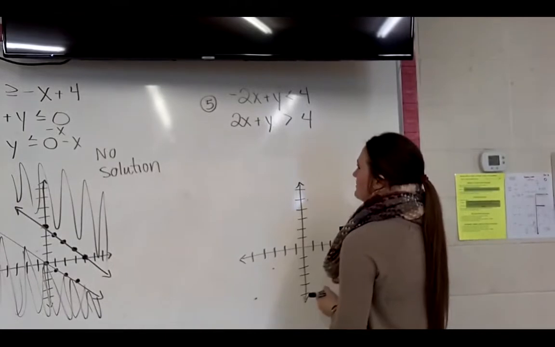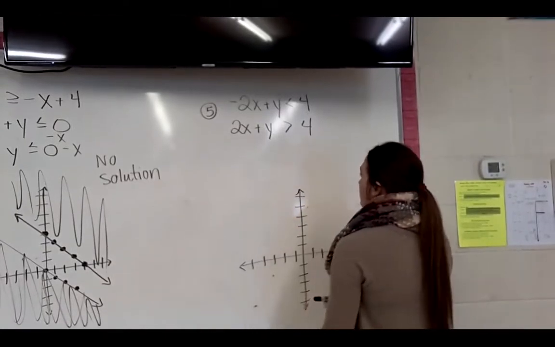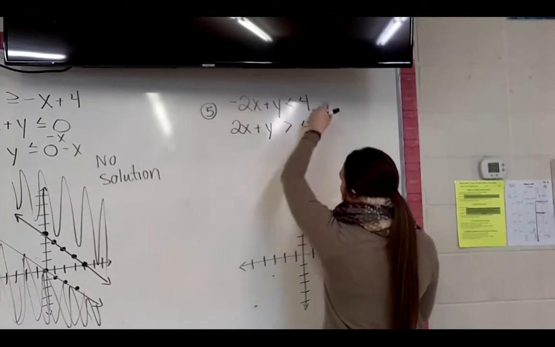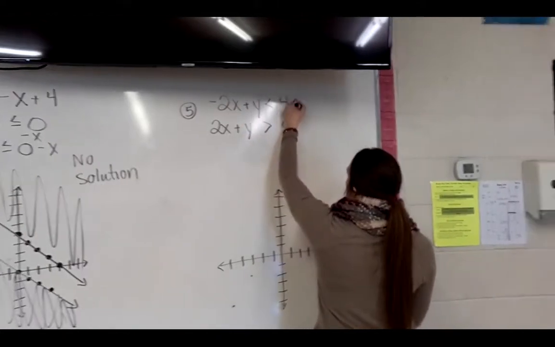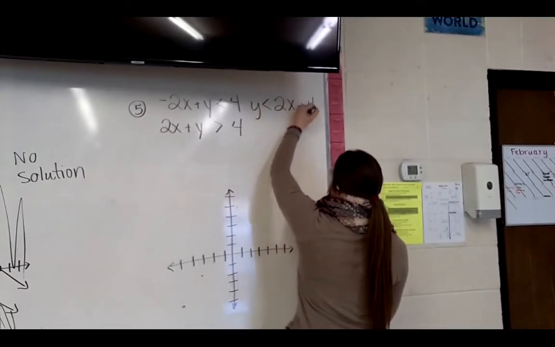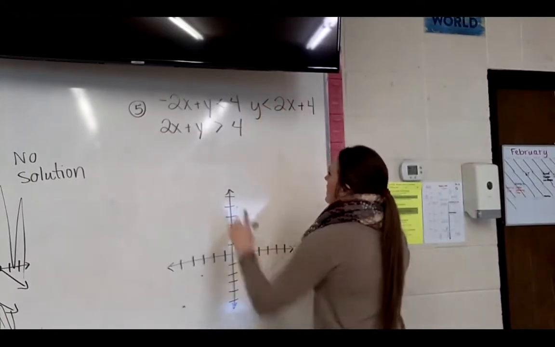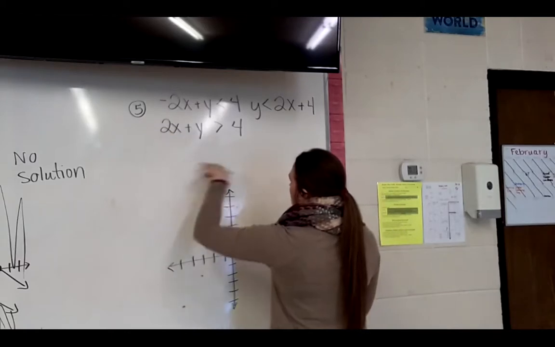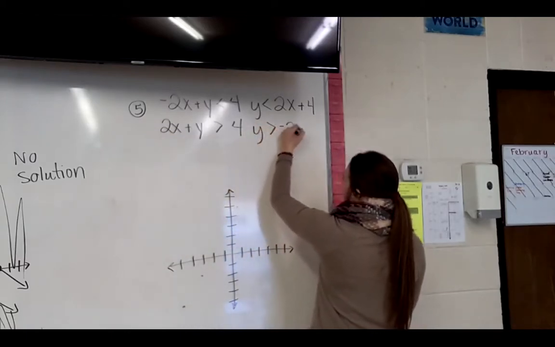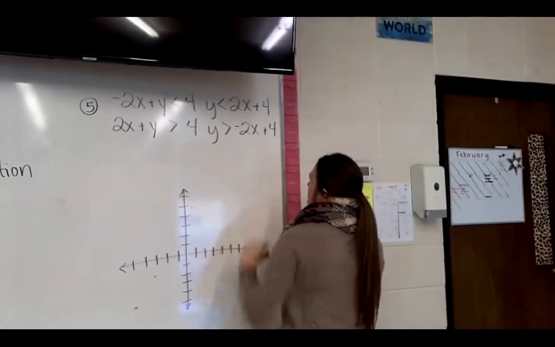Okay, on number 5. On both of these, I'm going to have to rearrange them. On this first one, I'm going to add 2x to the other side to move the whole thing. And I'm going to get y is less than, I'm going to go ahead and put my x first, but it doesn't matter, 2x plus 4. This one, same thing, I've got to subtract 2x to the other side. So y is greater than -2x plus 4, or 4 minus 2x.